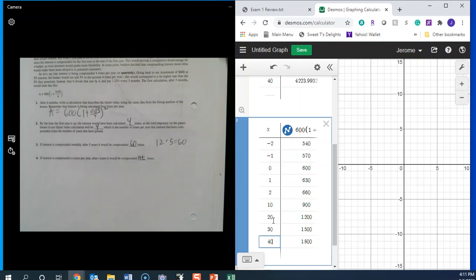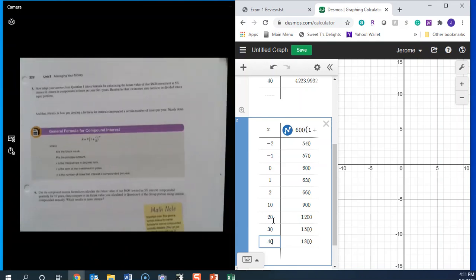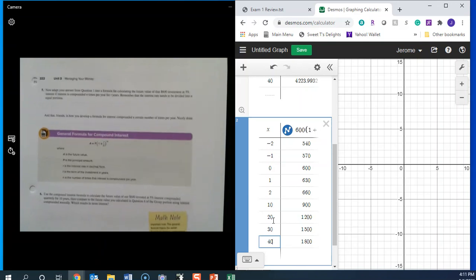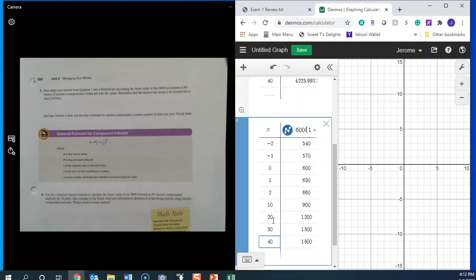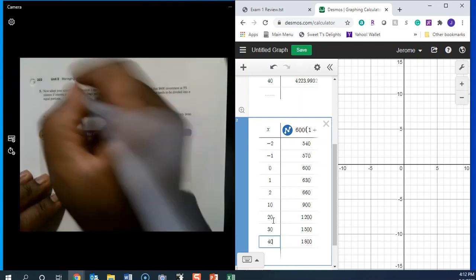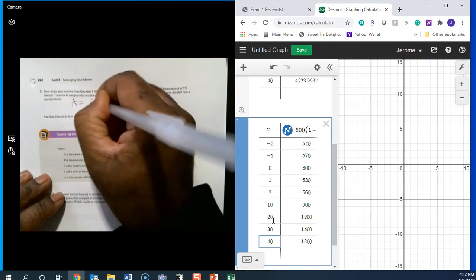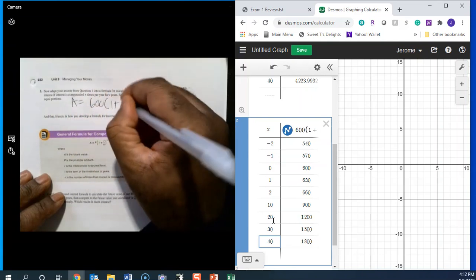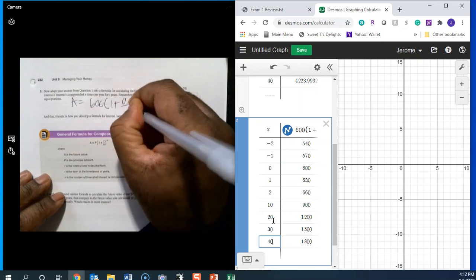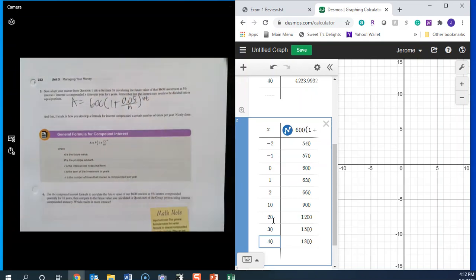Now we move on to the next page. It says, now adapt your answer from question 1 into a formula for calculating the future value of that $600 investment at 5% interest if interest is compounded n times per year for t years. Remember that the interest rate needs to be divided into n equal portions. So it'll be A is equal to 600 times 1 plus 0.05 all over n to the nt power.